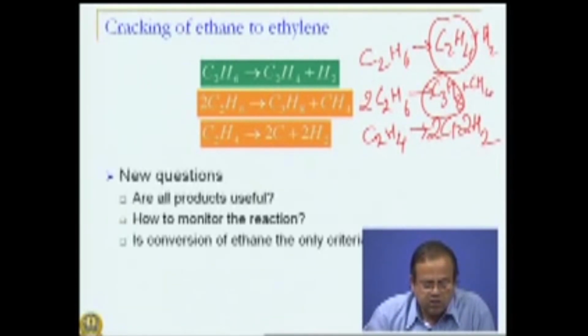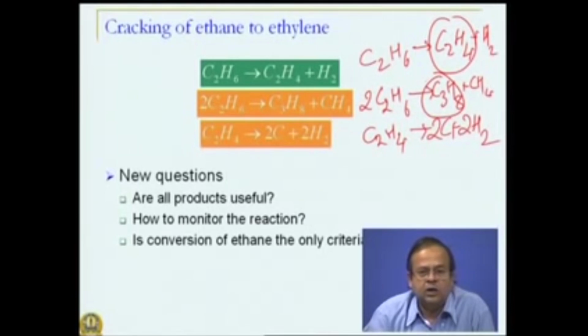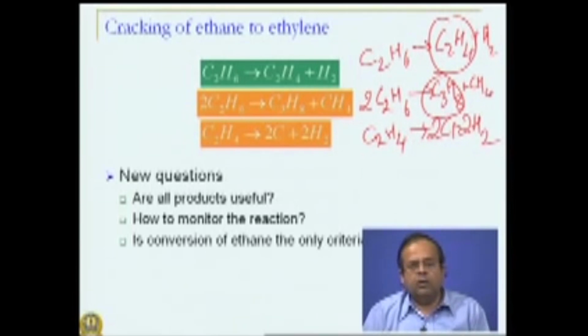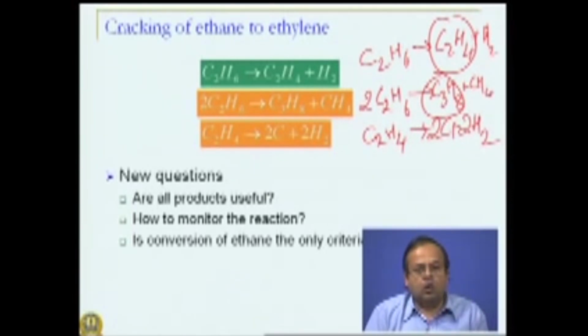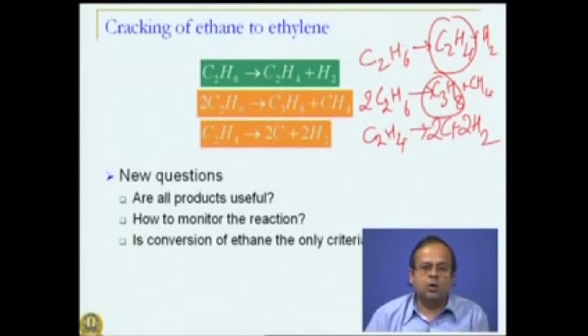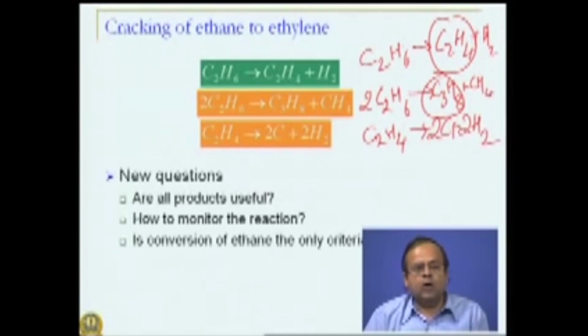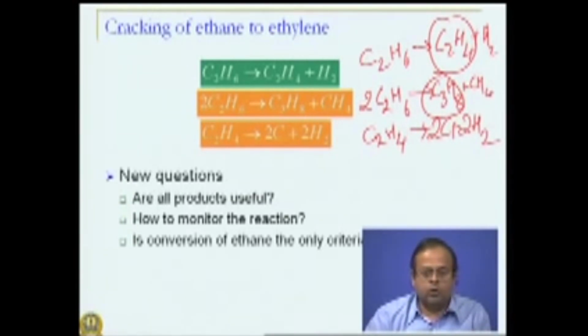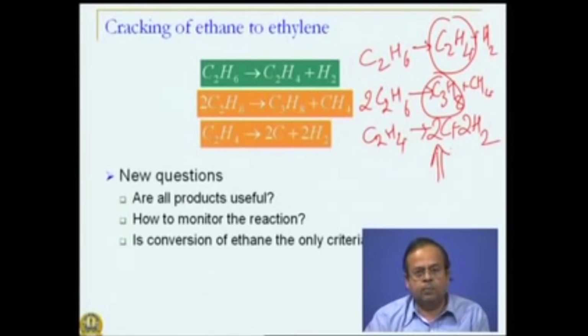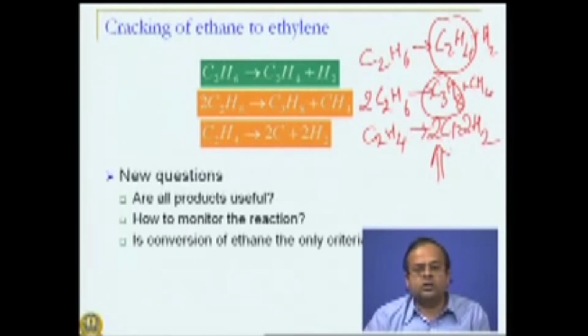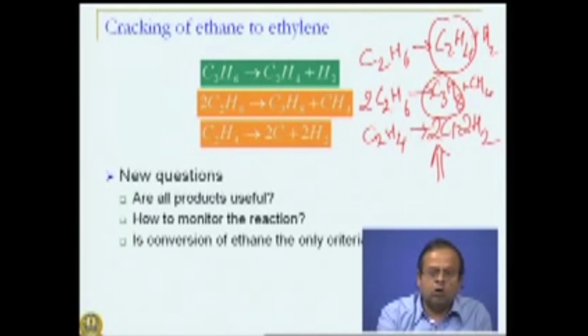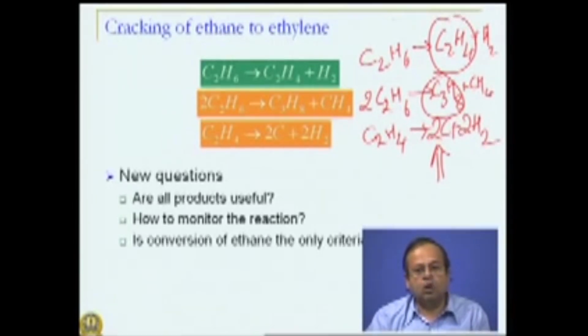What it means is, when it comes to complex reactions, there are new questions that need to be asked, or designs can no longer be focused on getting maximum conversion in a given reactor or designing the smallest reactor for a known, desired conversion. So, we need to now ask ourselves, are these all products useful? Certainly, we know that carbon is not going to be of any use, in fact, it is a problem. Now, how do we monitor such reactions? Because monitoring only the concentration of ethane is no longer enough.